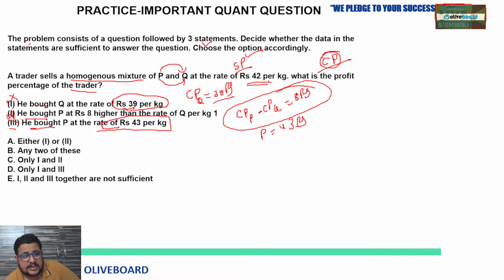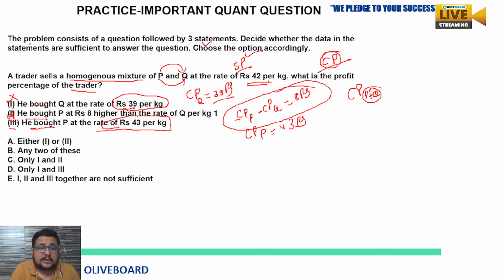Because see, statement second alone is not sufficient, only the difference was given. So we moved to statement third, and here also the cost price of P is given, that is 43 rupees. So with the help of this, can we get the cost price of the homogeneous mixture of P and Q? You will say no, that is not given. Actually that price we can calculate if they have given us the proportion in which they have mixed that. Is there anything like that given?